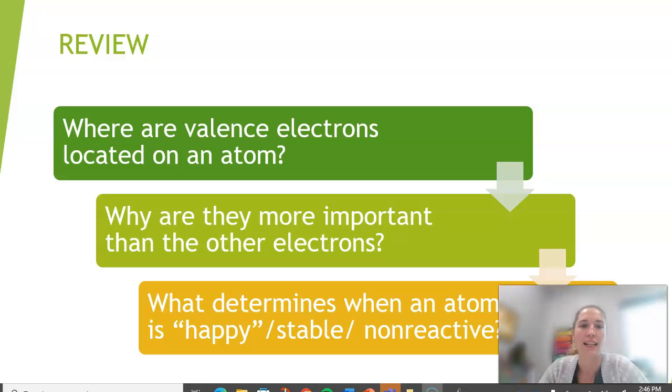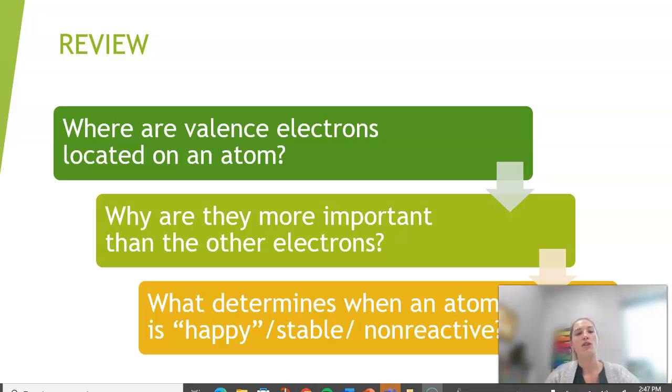First, where are valence electrons located on an atom? We kind of already gave that answer away in the do now. Second, why are they more important than the other electrons? And third, what happens when an atom is happy, stable, or non-reactive? You have 5 minutes to turn and talk. Substitute, go ahead and pause this video. All right, substitute, you can feel free to call on students to share out the answers to this. Otherwise, I'll go ahead and give the answers.